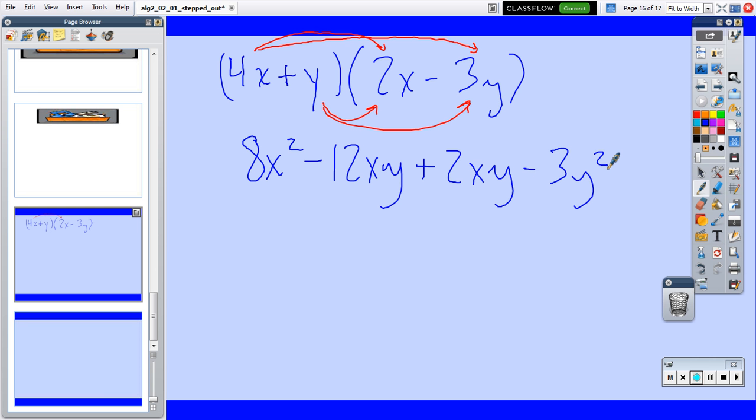And so the only like terms that we have here are these two. Their variable components match exactly, so let's keep that in mind.